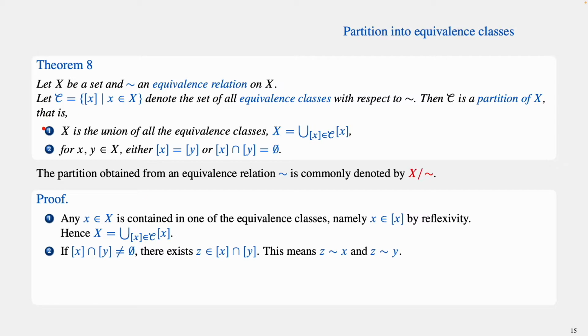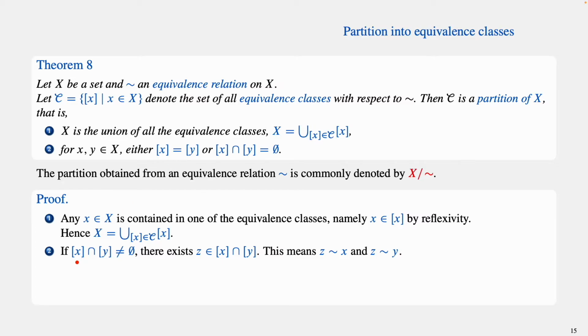So that proves the first part. For the second part, now we have to show that if X and Y are elements of X, then one of these two cases is true. So we might just assume that the intersection is not empty because, well, if it's empty, then it's this case, and we just have to show that in the other case, they must already be identical, the two equivalence classes.